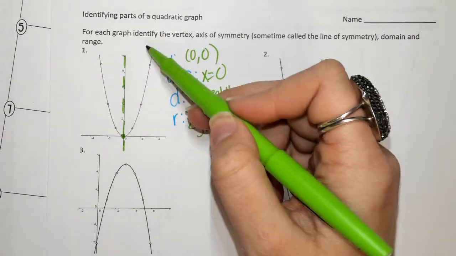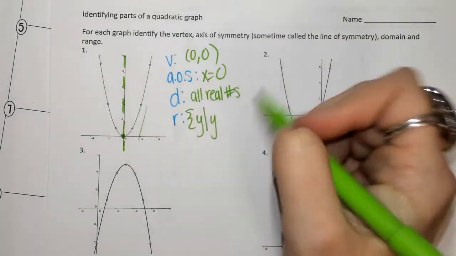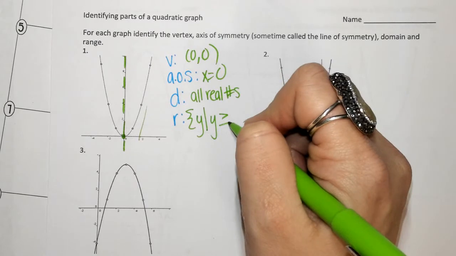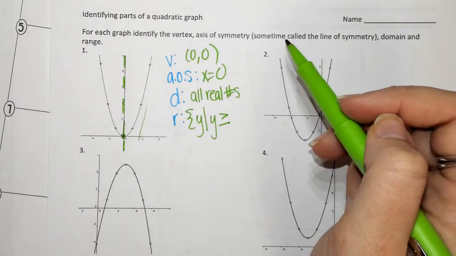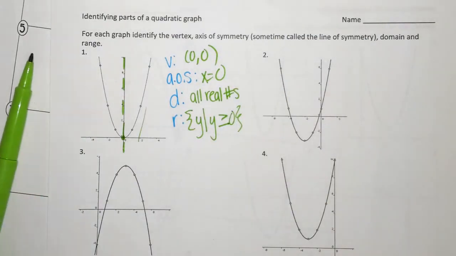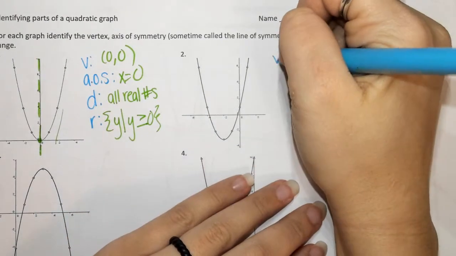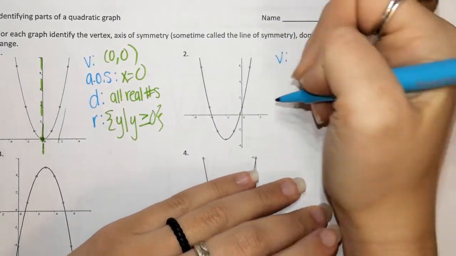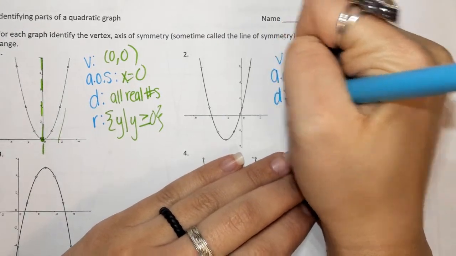Is this graph going up or is it going down? Okay, so it's going to be greater than or equal to. What's the lowest y value on here? 0. Look at Manny go. All right, vertex, axis of symmetry, domain, and range.